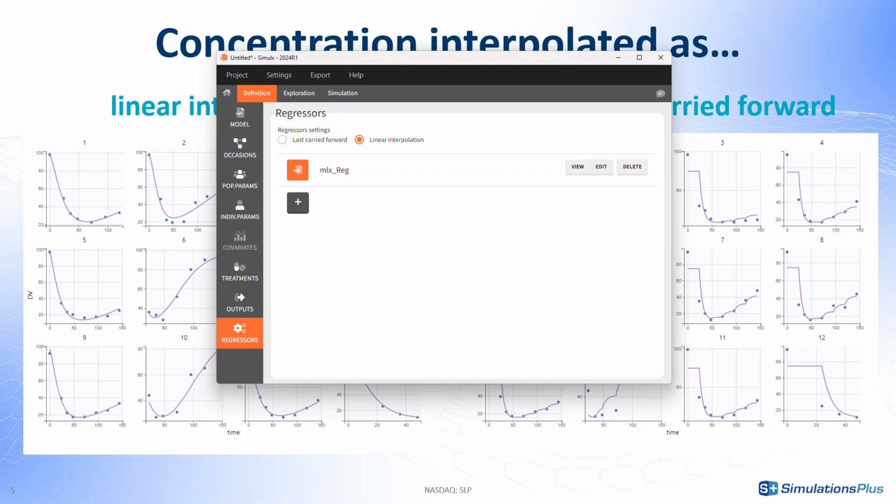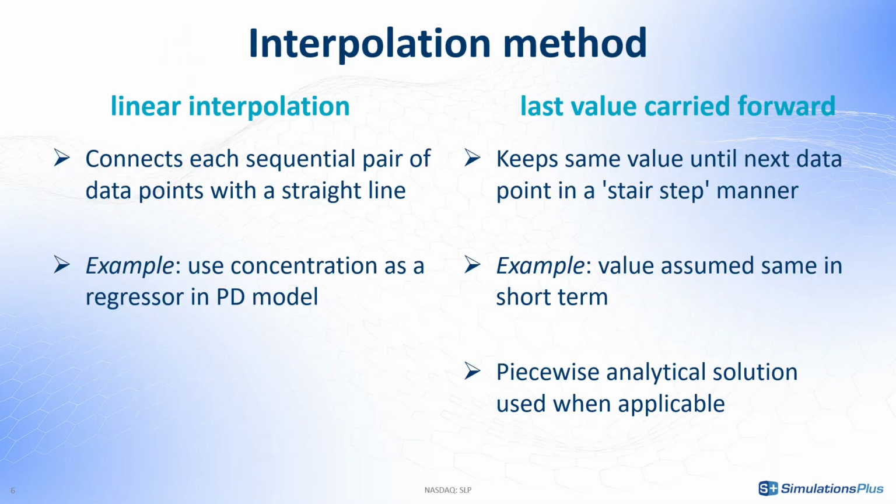I will point out that the same regressor interpolation choices are also available in Simulx for projects that use regressors. In summary, Monolix Suite 2024 now offers linear interpolation for regressors in addition to last value carried forward, which is more appropriate in some cases, like using concentration as a regressor for a PD model.